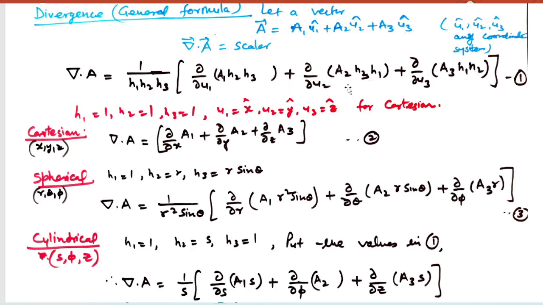h1, h2, h3 are the coefficients which were used in that table. So h1, h2, h3 and x, y, z are for the Cartesian coordinate system. So del dot a in Cartesian is very simple. You just differentiate partially: delta by delta x of a1 plus delta by delta y of a2 plus delta by delta z of a3.